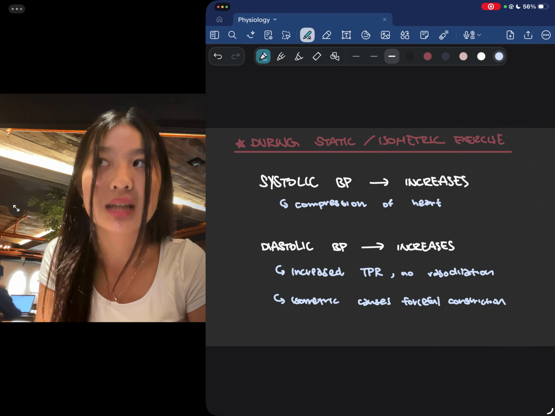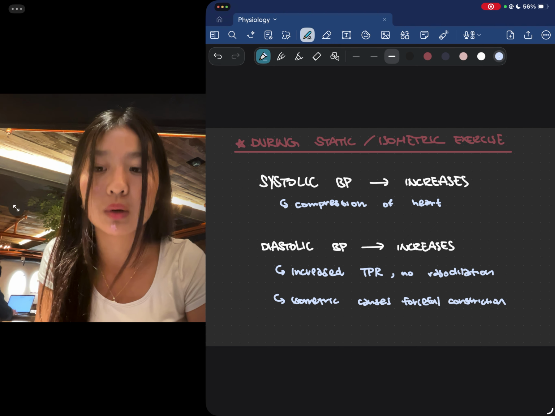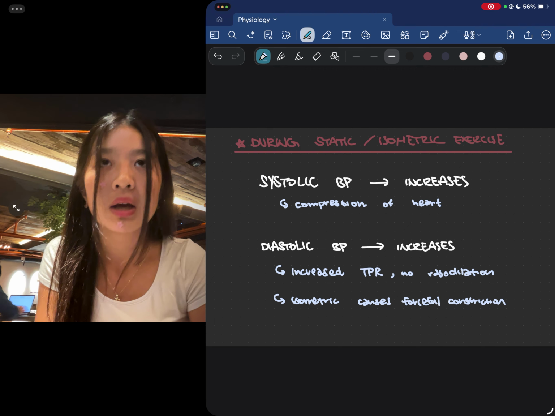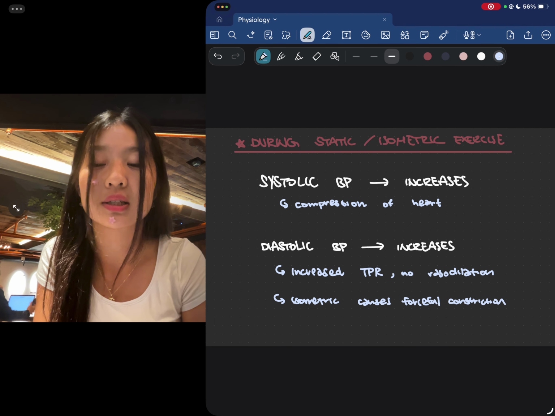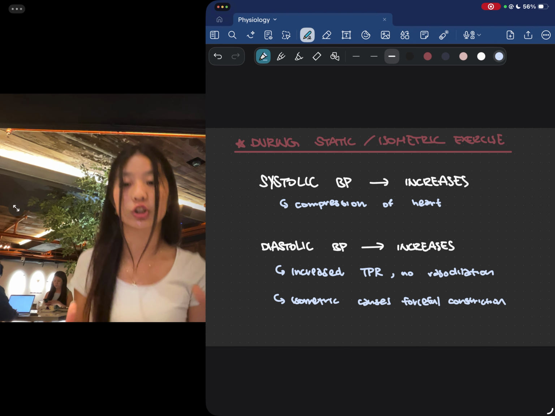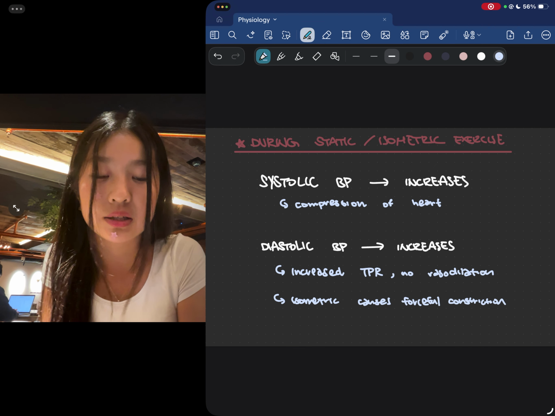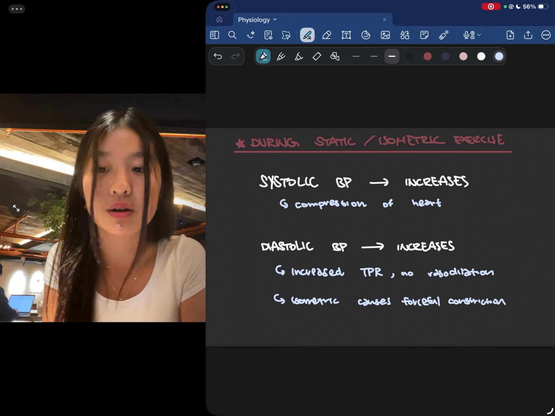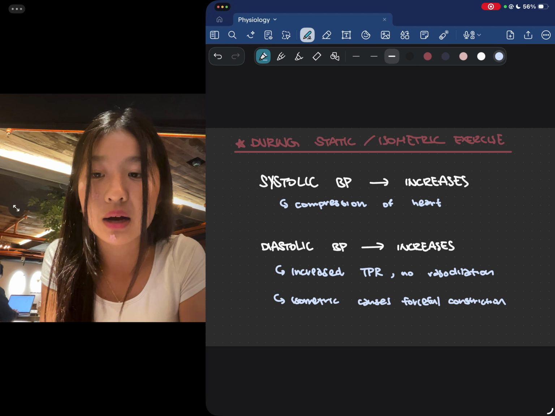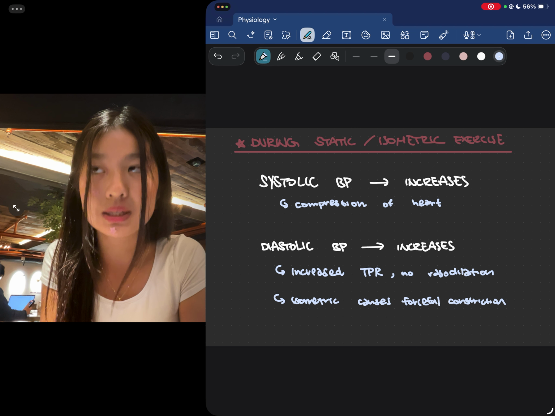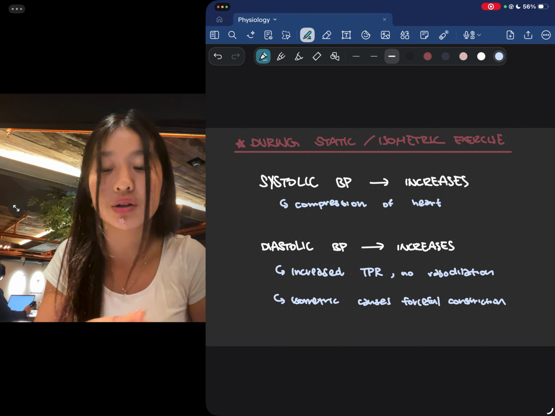This is different during static or isometric exercise, because static or isometric exercise means that you have to keep your body stable and in one place. In some cases, some people even stop breathing when doing a plank. Generally, isometric exercise causes a great compression of all of your blood vessels. This means that both your systolic and your diastolic blood pressure numbers are going to increase significantly, because there is no vasodilation happening towards your skeletal muscles, and all of your blood vessels are compressed, which increases the total pressure.